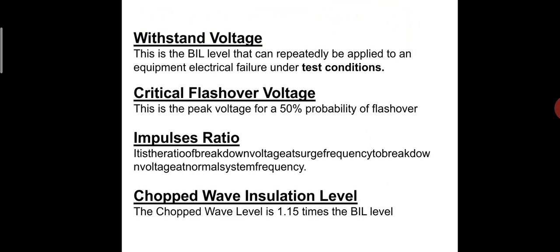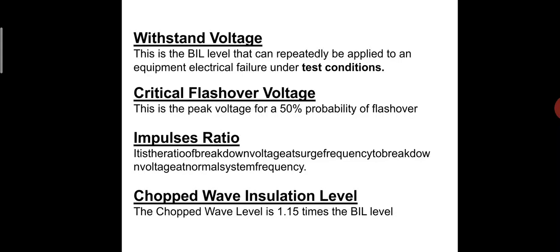Next one, withstand voltage. This is the BIL, the basic impulse level, that can be repeatedly applied to equipment without electrical failure under test conditions. Next one, critical flashover voltage. This is the peak voltage for a 50% probability of flashover.